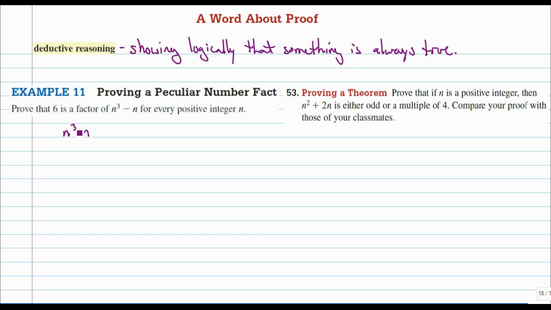N cubed minus n has a common factor. I can pull out an n, which leaves me with n squared minus 1. And with my difference of squares factoring, that factors into n times n minus 1 times n plus 1. If I put those in order, I actually have 3 consecutive numbers: the number n, 1 less than it, and 1 more than it. So I have 1, 2, 3, 4, 5, 6, 7, 8, 9, or even 6, 7, 8, 7, 8, 9, 8, 9, 10, etc. I have 3 consecutive numbers.